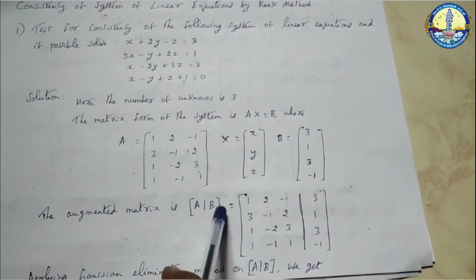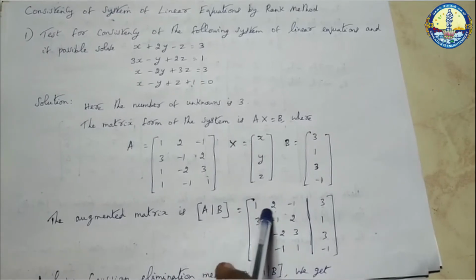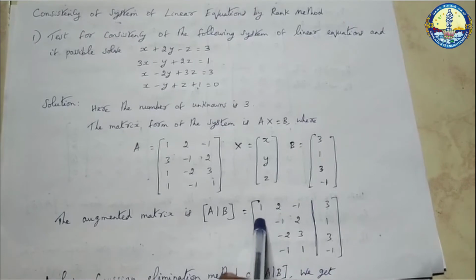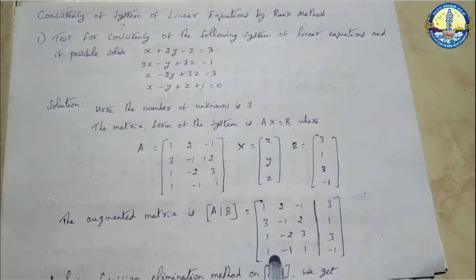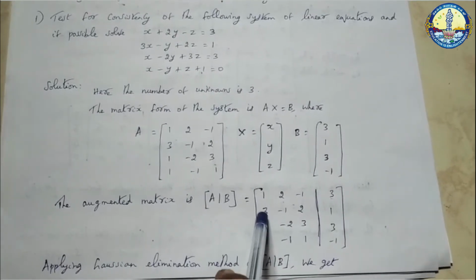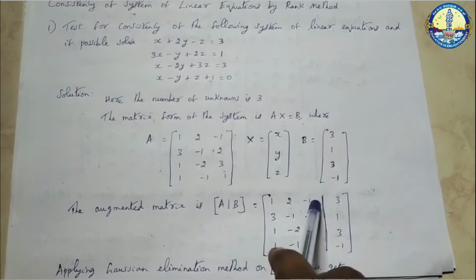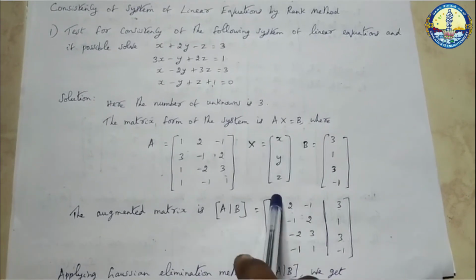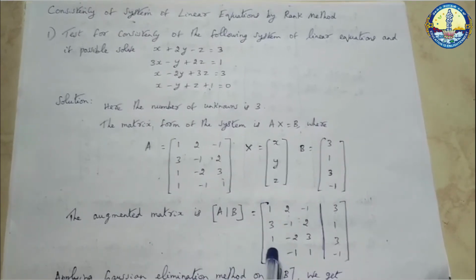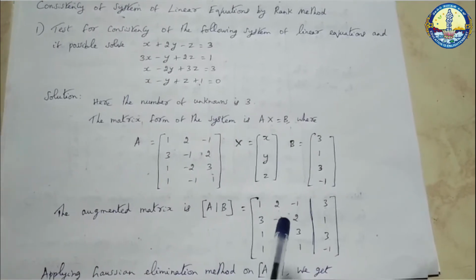Elimination method means we have to change this into row echelon form. The first non-zero element in row 1 is 1. So the first step is to make the entries below it 0, that is 3, 1, 1 to be 0. Using elementary operations: here 3 is there, so 3 minus 3 is 0, so R2 minus 3R1. Here 1 is there, so simply R3 minus R1. Here also 1 is there, so simply R4 minus R1. So these are the elementary operations.